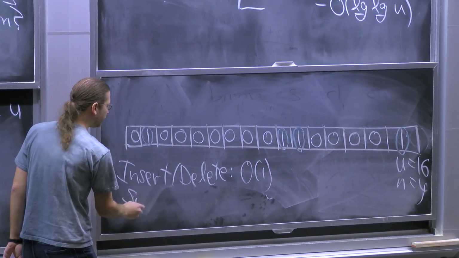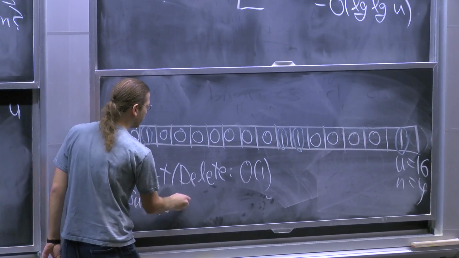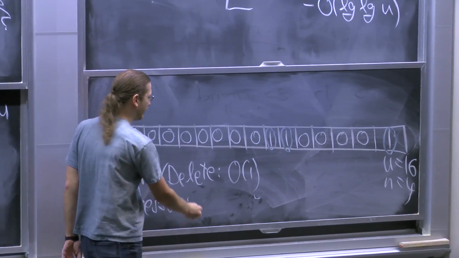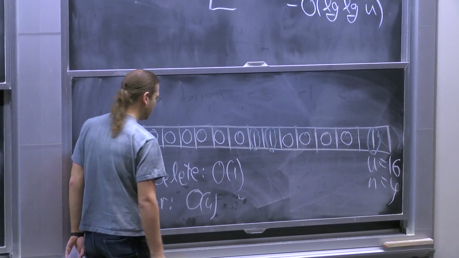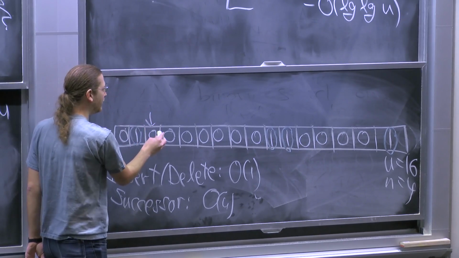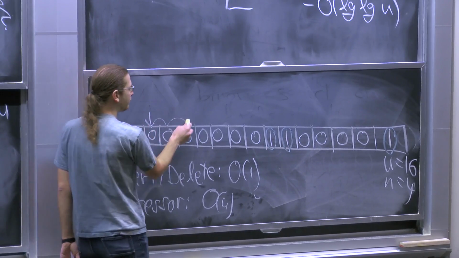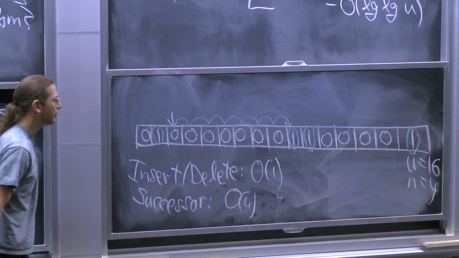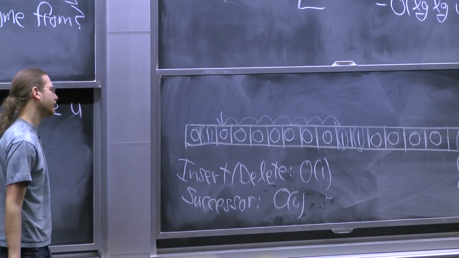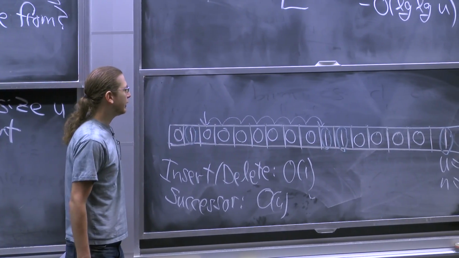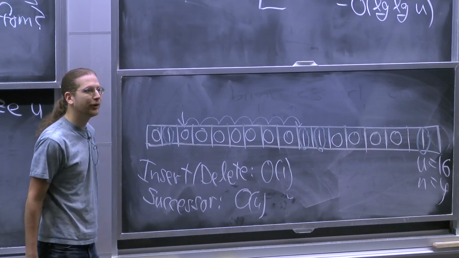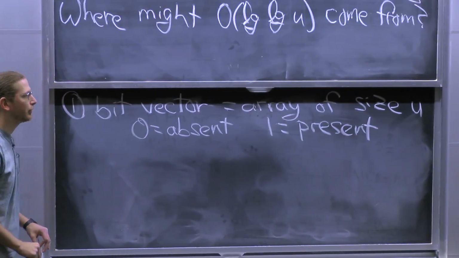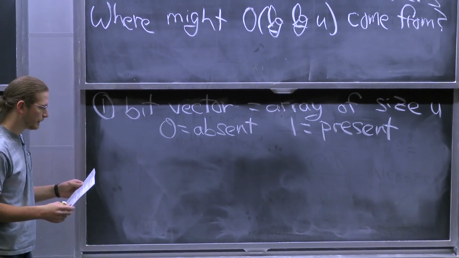If I want to do a successor query, not so good. I might need to spend order u time. Maybe I ask for the successor of this item, and the only thing to do is just keep jumping until I get to a 1. And in the worst case, there's almost u zeros in a row, or u minus n. So that's really slow, but this, in fact, will be our starting point. It may seem really silly, but it's actually a good starting point for Van Emde Boas.